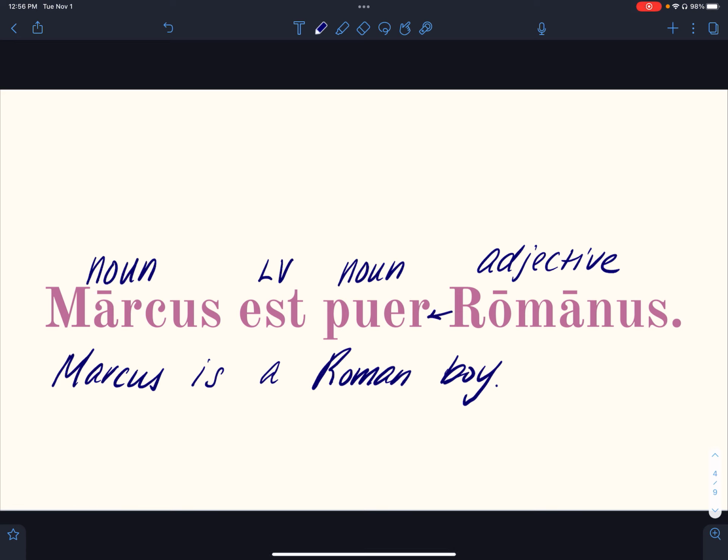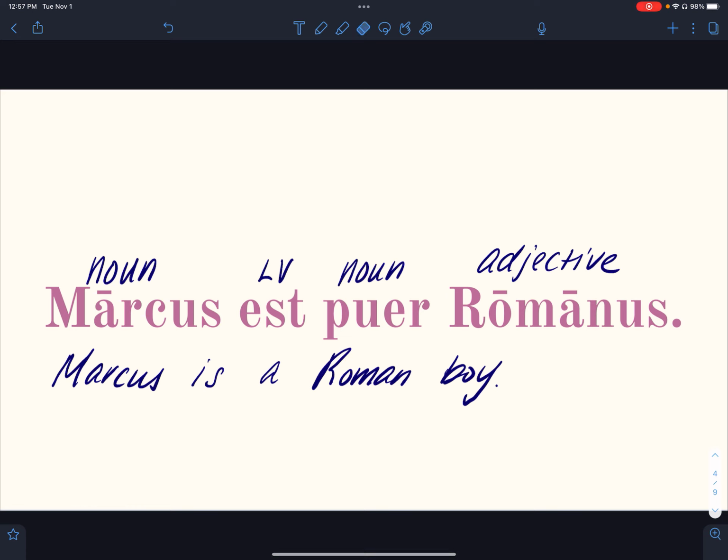Could you also argue that Romanus is modifying Marcus as well? Yes, because you've got Marcus and puer connected by a linking verb, talking about the same dude. So both Marcus and the boy, same guy, everything is Roman. We're all Roman in that sentence.